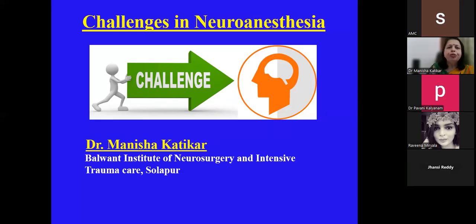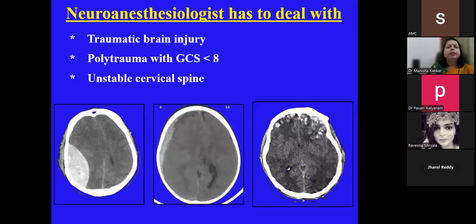So we should know what problems can occur while managing these cases, and also how to deal with the commonest challenges that we face when we anesthetize these patients in day-to-day clinical scenarios. As an anesthesiologist, we commonly deal with traumatic brain injury patients who come to our emergency department with either a big extradural hematoma like this, or a subdural hematoma like this, or bifrontal contusions like this, with variable Glasgow Coma Scale score.